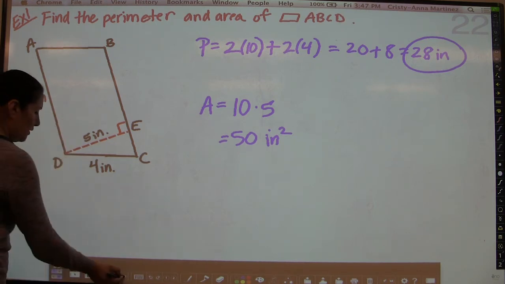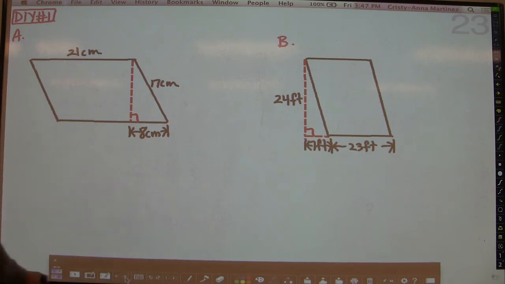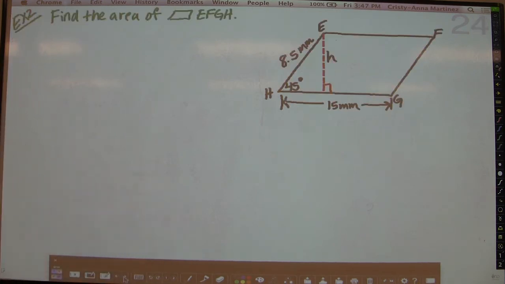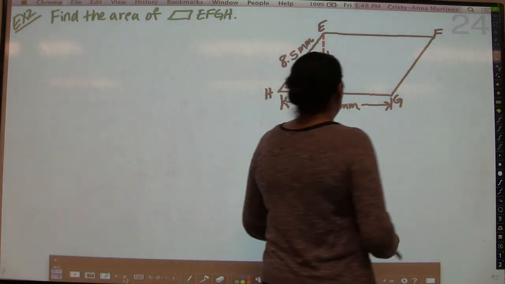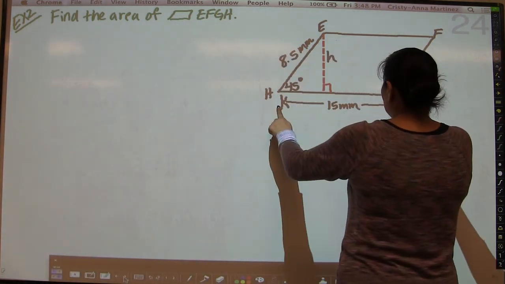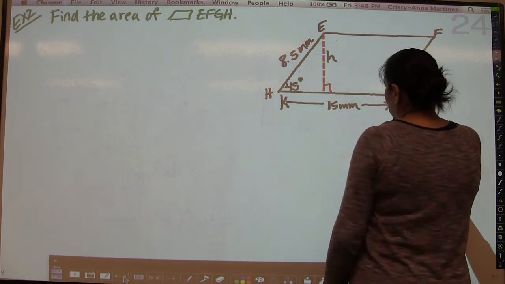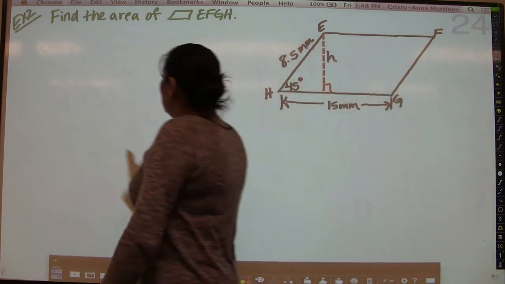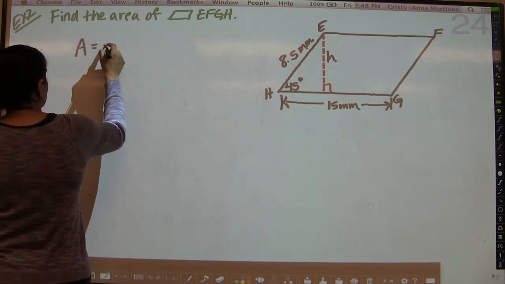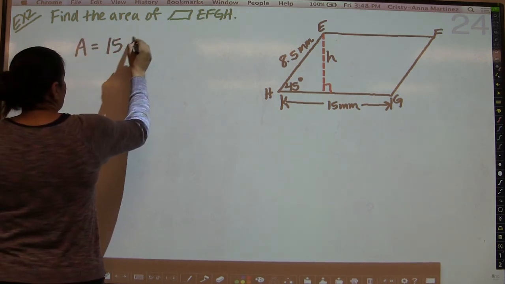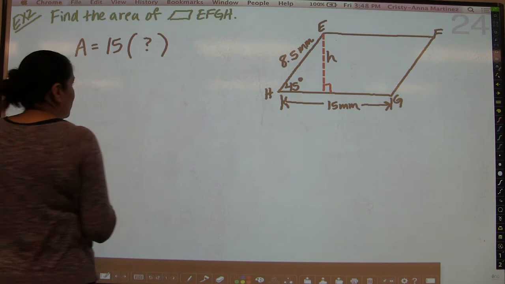All right, so now we're going to let you do this do-it-yourself question, and then we will go on to example 2. In example 2, it says find the area of parallelogram EFGH. Alrighty, so in this case, we have the base is given as 15 millimeters, and the height is marked, but we don't know what it actually is. So we know that as far as my formula is concerned, it's going to be base times height, and we don't know what the height is.